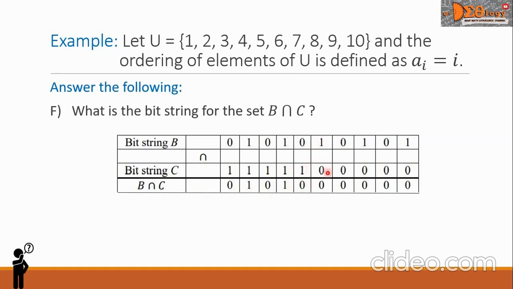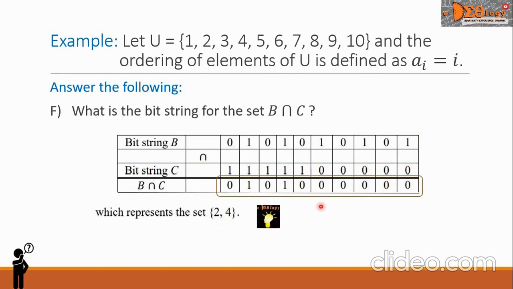1 intersect 0 is 0. 0 intersect 0 is 0. 1 intersect 0 is 0. 0 intersect 0 is 0. 1 intersect 0 is 0. The bit string represents the set with elements 2 and 4. This is the final answer.